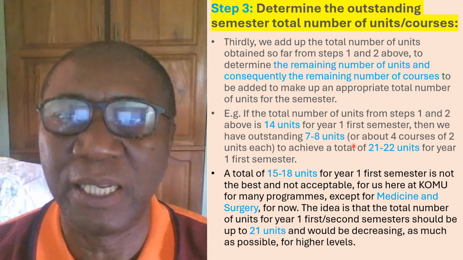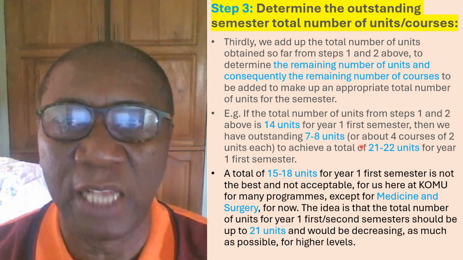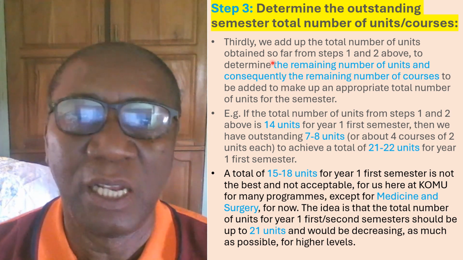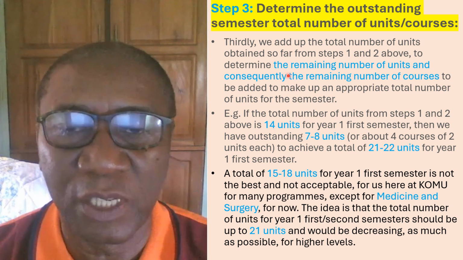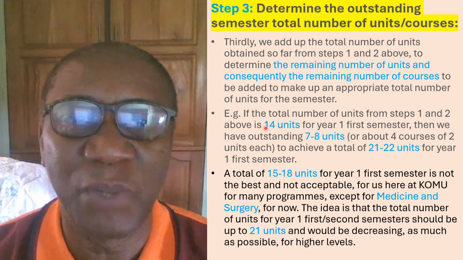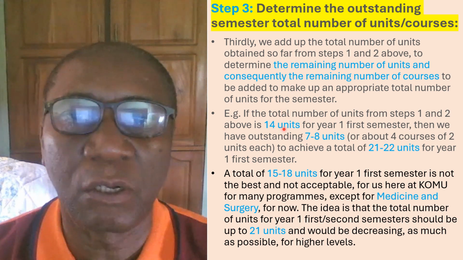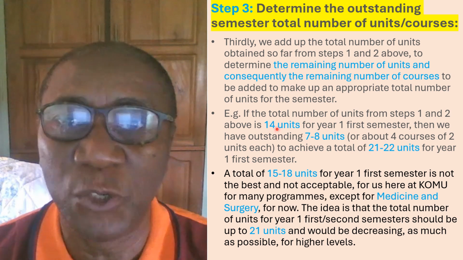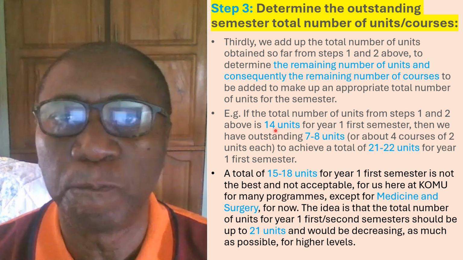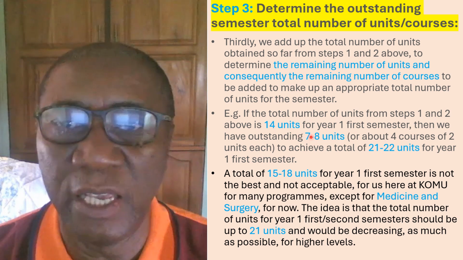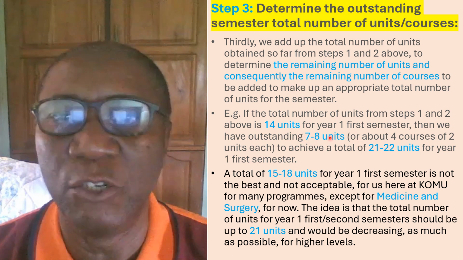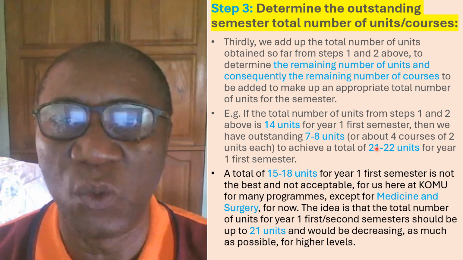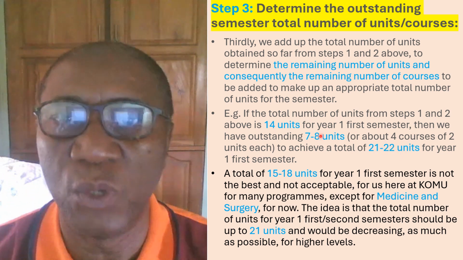So if we are targeting 21 units, for instance, and when you added the 70% CCMAS component courses and the 30% compulsory GST courses, you have 14 units, and you are looking for 21 units, then you should now know that what is outstanding is about 7 to 8 units that you are going to add to these 14 units to be able to get 21 or 22 units.